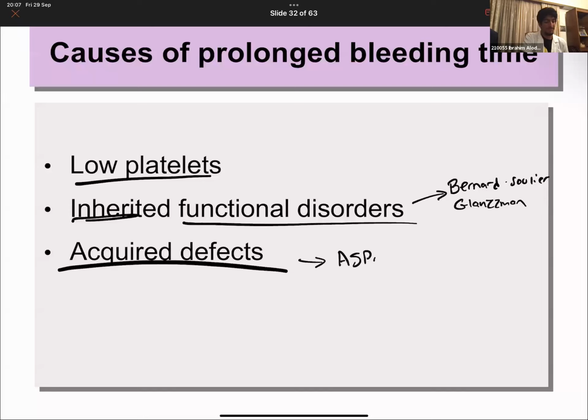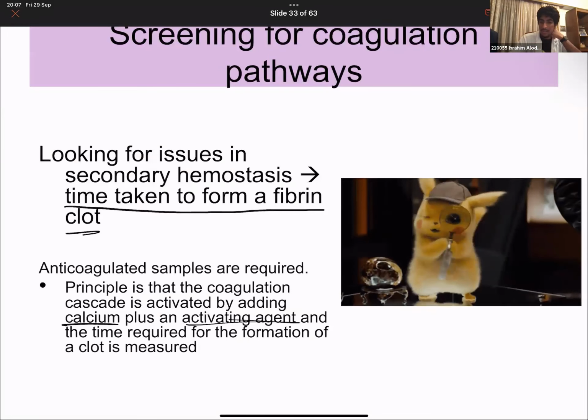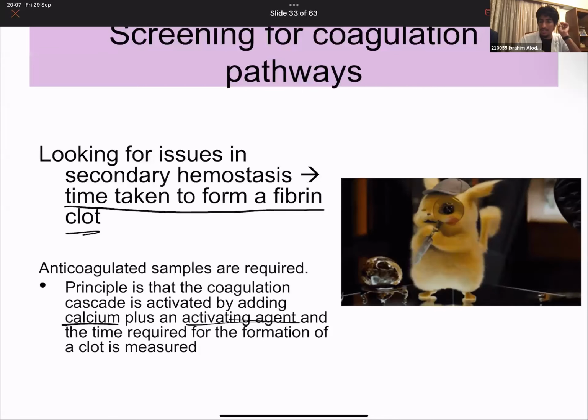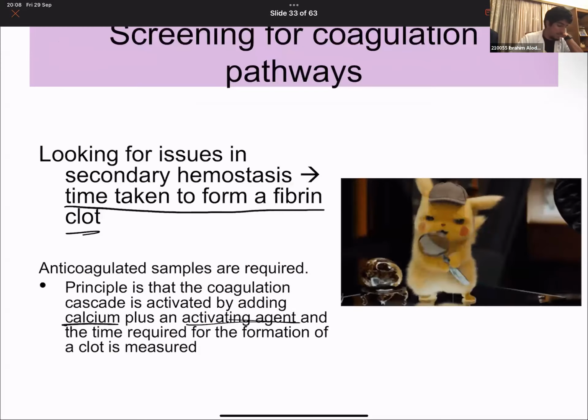So aspirin. That just helps to separate things in your mind of what's inherited, what's acquired, what does that mean. And the people who said thrombin, it's thromboxane, which is released from thromboxane A2 specifically. So I'll write it here. Thromboxane A2. That's what aspirin inhibits. Right.